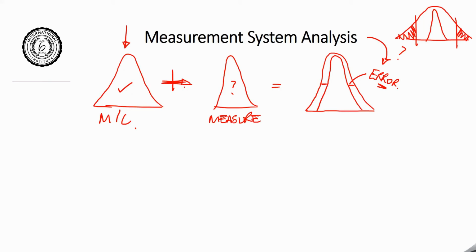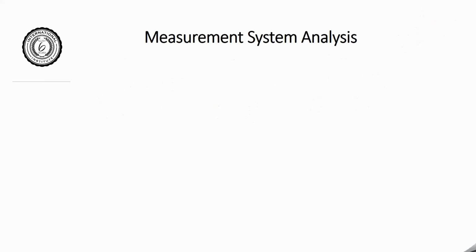So what MSA does is it tries to quantify that error for you and then tells you whether you need to fix the measurement system before you try and do anything else, because if you can't measure it, there isn't much point trying to manufacture it, really. So it's telling you if you've got a problem with your measurement system or not. Okay, so that's what it's for.